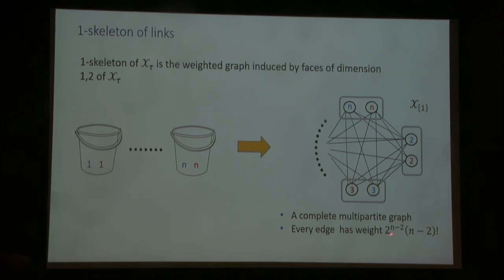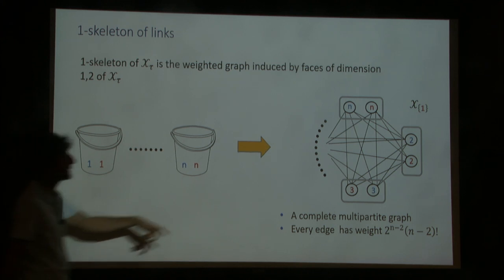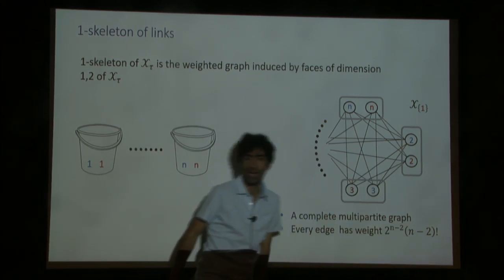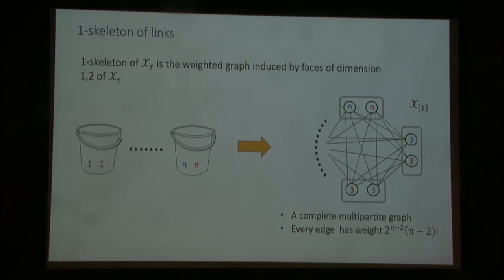This 2 to the n minus 2 is exactly the number of bases that contain 2 and, for example, 3. This is just a normalizing factor. The n minus 2 factorial just comes from the way we do the weighting. So you get this complete multipartite graph, and every edge has that weight.